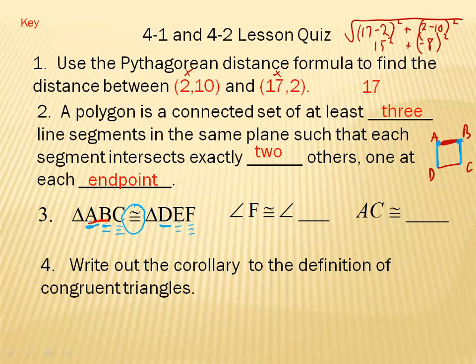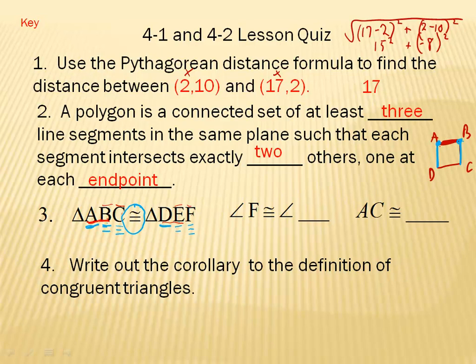For instance, AB, that side length corresponds to DE, first and second vertices, and BC corresponds to EF, second and third vertices in the statement. And the other one that comes from that is the first and last one here. So you could say AC corresponds to DF, first and third.